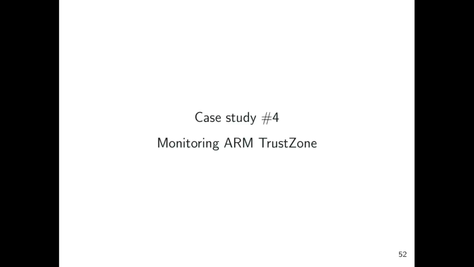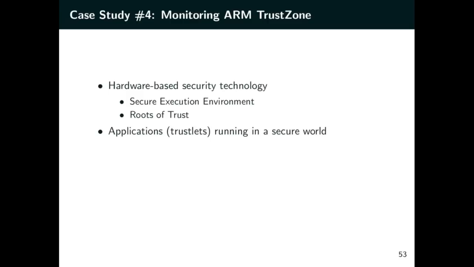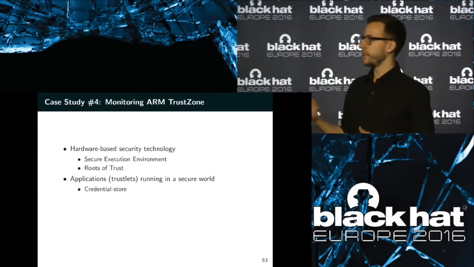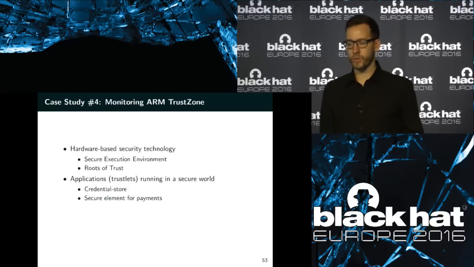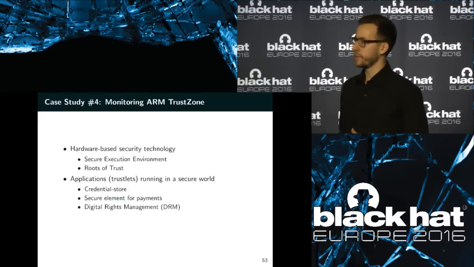And now our last case study. In addition, we want to show you that you can also use those attacks to monitor the ARM TrustZone. The ARM TrustZone is a hardware-based security technology which provides you with a secure execution environment and roots of trust. There are small applications running on it called trustlets, and they run in a secure world in parallel to your untrusted operating system. And they implement things like a credential store or a secure element for payments or maybe digital rights management.